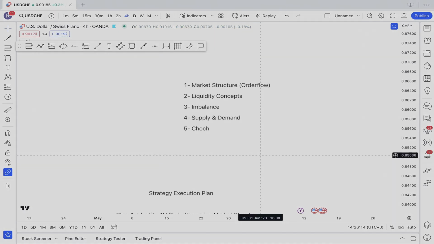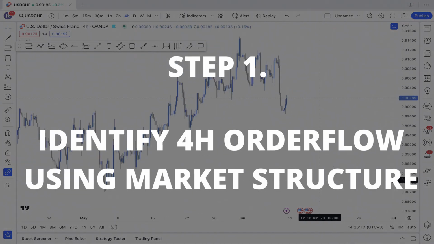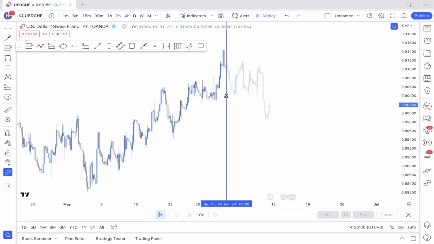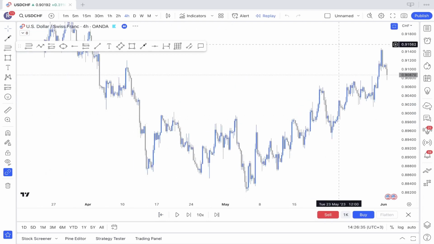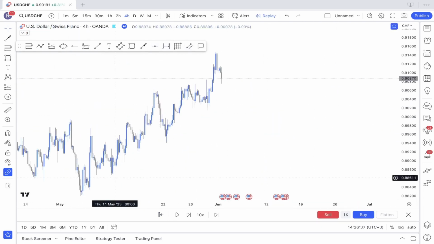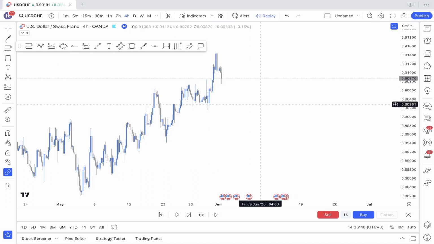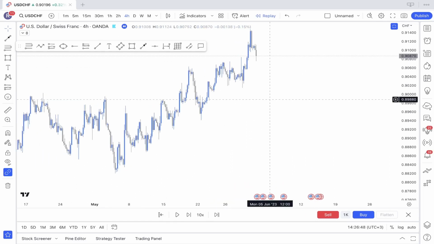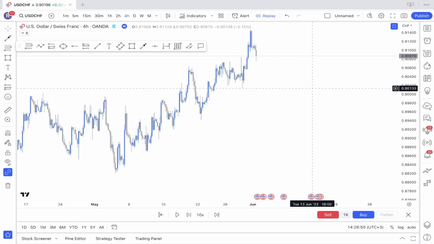Okay, so step number one will be to identify the 4-hour order flow. The first example that I will share with you is a buy that I took. So that happened around here, I would say. So I was on the 4-hour, okay, and on the 4-hour we can clearly see that price is in an uptrend. Okay, we have bullish order flow, price is breaking structure to the upside continuously. So it is very clear to see that we are in a bullish trend.